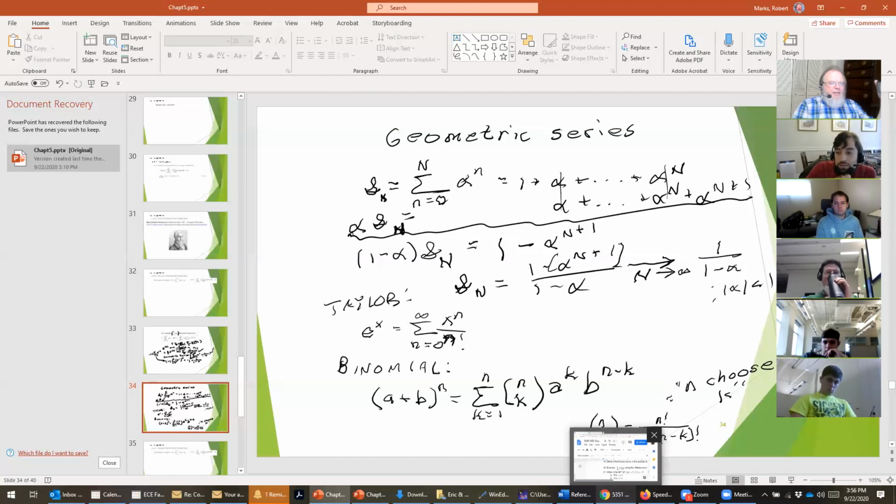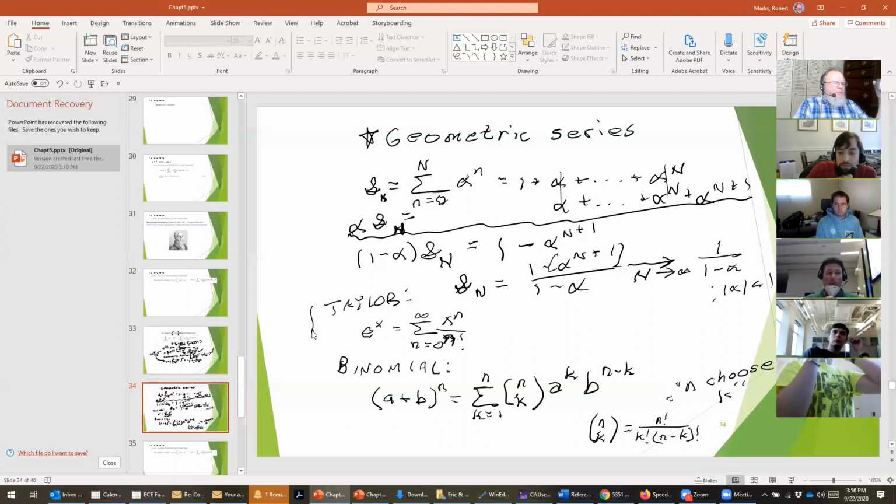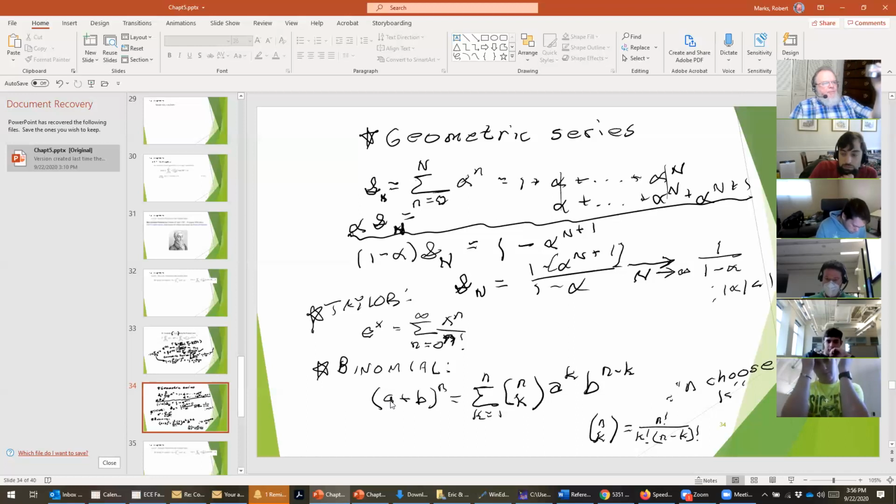N choose k, and the choose notation comes from probability. But these are three infinite series that I think PhDs and electrical engineers should know: the Taylor series expansion for e to the x, the geometric series, and the binomial expansion.